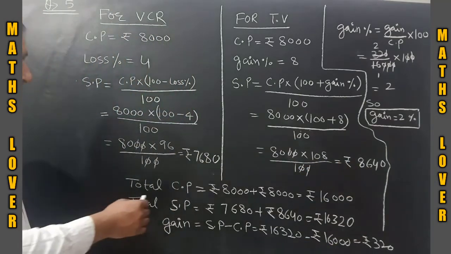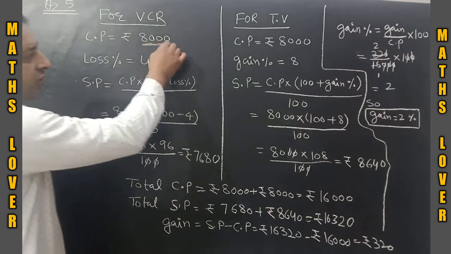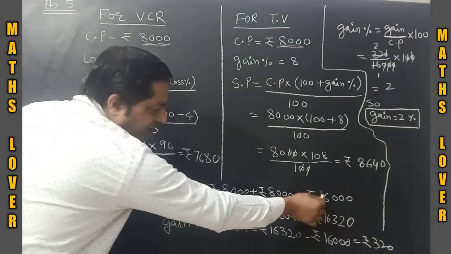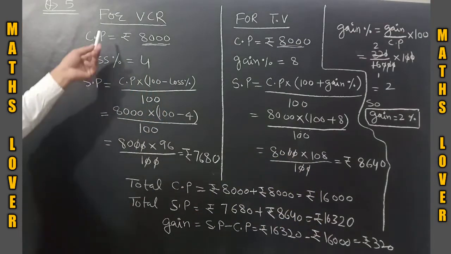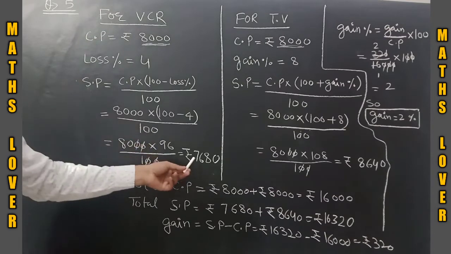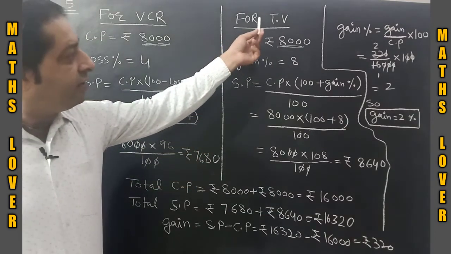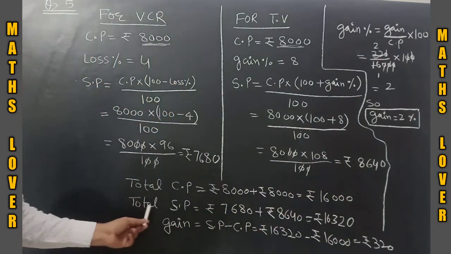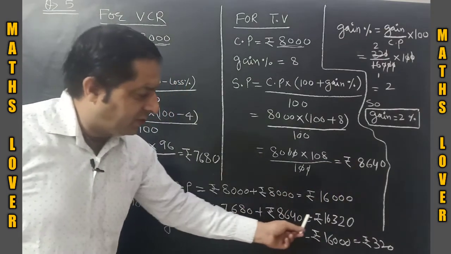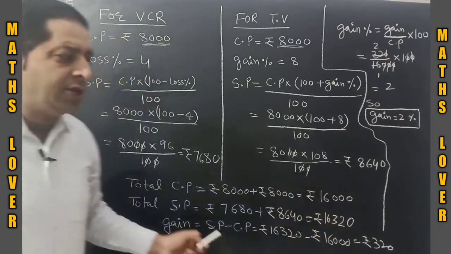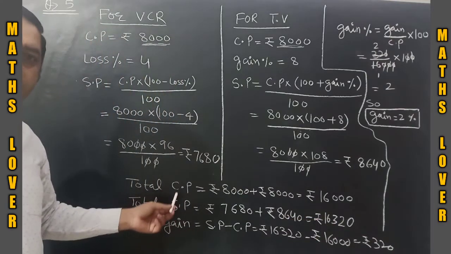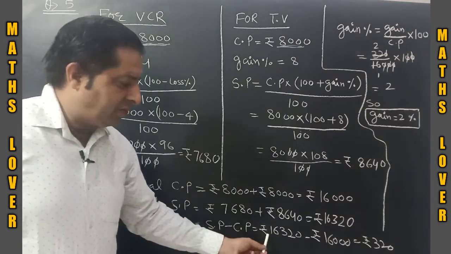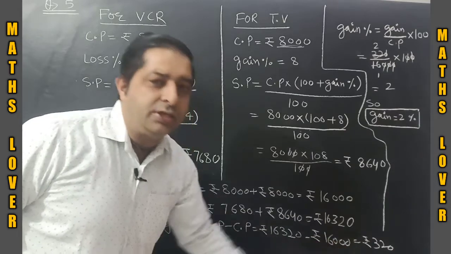Now the total CP: the CP of VCR is 8,000, the CP of TV is 8,000, so total CP becomes 16,000. In the same way, the SP of VCR is 7,680 and the SP of TV is 8,640. So for total SP, we add both and we get 16,320. Since SP is more than CP, there is a gain, and gain is equal to SP minus CP. We subtract both and we get the answer rupees 320.